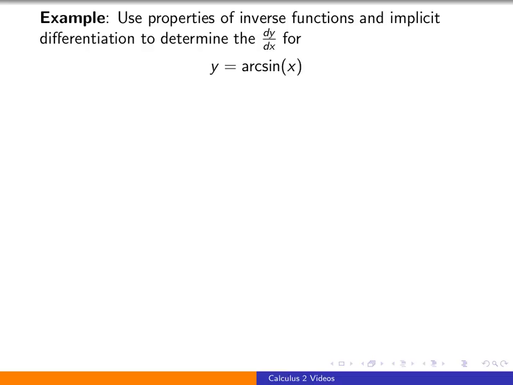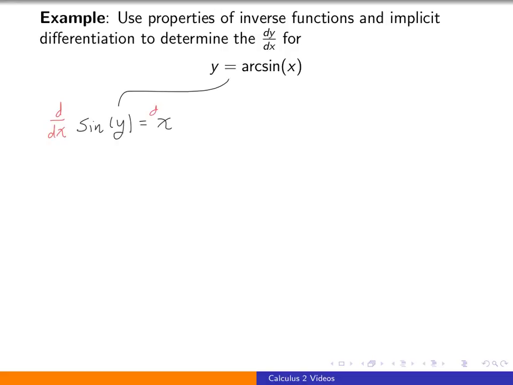Much like the steps we used to differentiate e to the x, we are going to use properties of the inverse functions and then implicit differentiation. So we start off with y equals arcsine x, and note that this statement can equivalently be written as sine of y is equal to x. You just take the sine of both sides, and the sine of arcsine of x gives us back x. Once we do so, we've used our properties of inverses. Now we can differentiate implicitly.